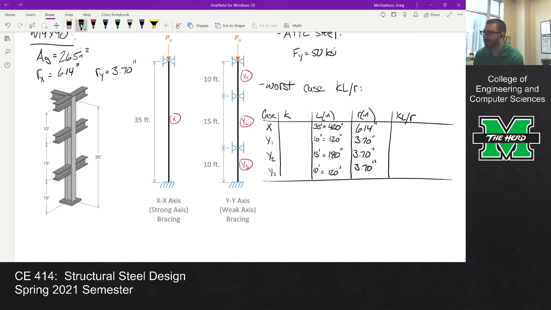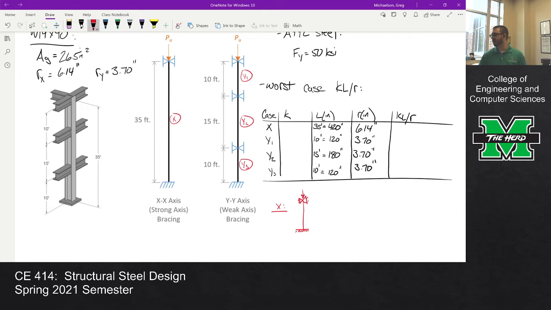Now, help me out. Let's start off with the x-axis. What I need is a k value, okay? Let's look at this x-axis case just so we're clear. We have a column that has a fixed boundary condition on the bottom, and it has a pinned boundary condition on the top, okay? If we talk about the physics of this, a fixed boundary condition, if you remember from structures, does not allow translation or rotation, but a pinned boundary condition allows translation. So let's see if you can identify which case this is going to be, and then what the K value is going to be as a result.